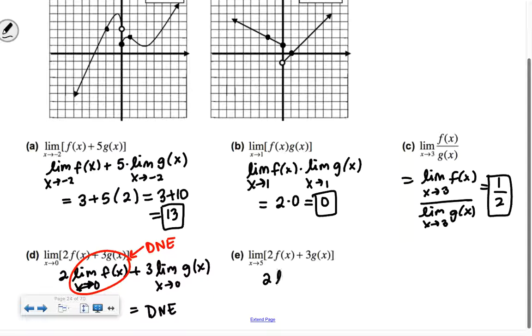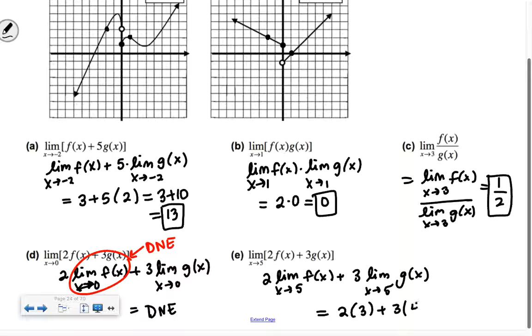So we're going to have 2 times the limit as x goes to 5 of f of x plus 3 times the limit as x goes to 5 of g of x. So as we go towards 5 on f of x, what do we go towards? And as we go towards 5 on g of x, I think 1, 2, 3, 4, 5, 4. So we have 6 plus 12, so we get a total of 18. All right, so that's how limit laws work.